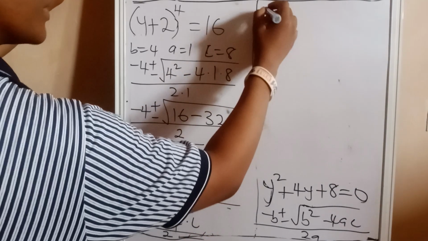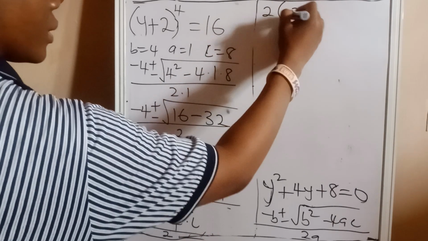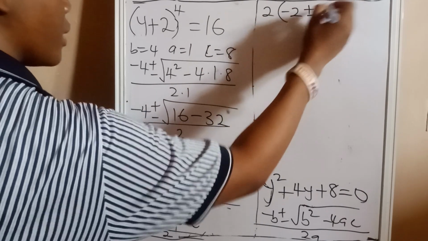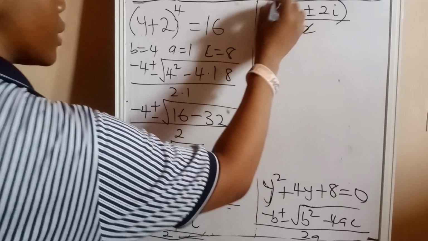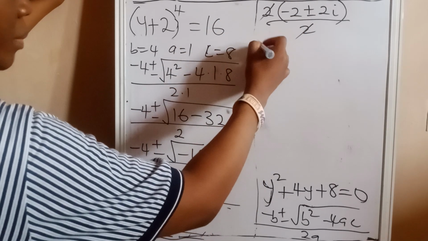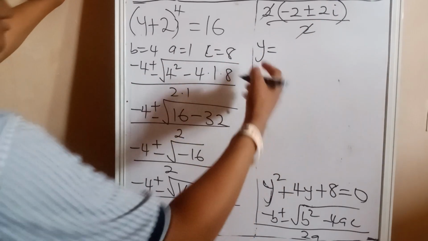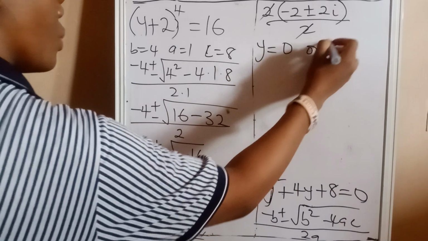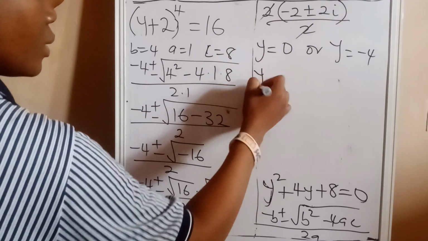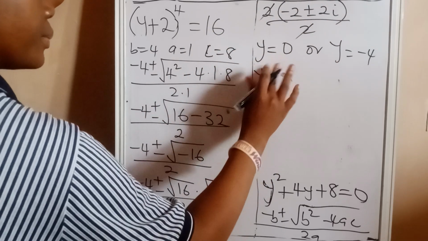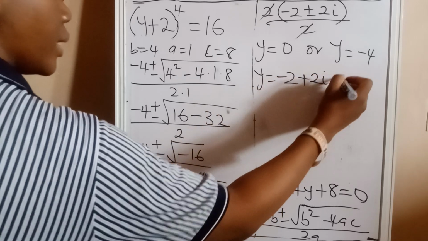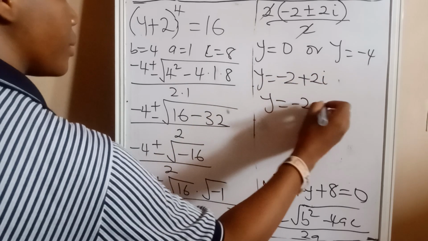So now we're going to factor out what is common. 2 is common in all of this, so we have minus 2 plus or minus 2i all over 2. This goes. So we have values for y. Remember, the first solution we had was y equals 0 or y equals minus 4. Here we have two solutions already. Y equals minus 2 plus 2i, and y again equals minus 2 minus 2i.